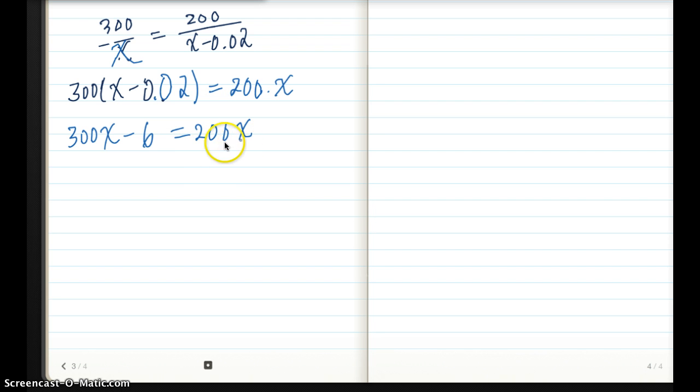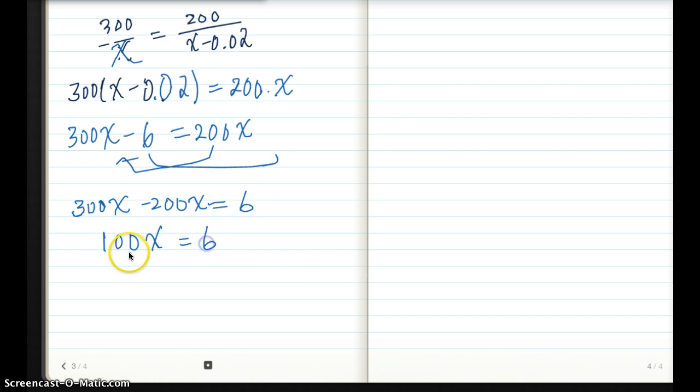Okay. Now I have a simple linear equation. I'm going to move the 200x over here by subtracting. And I'm going to move that 6 over here by adding. So I have 100x is equal to 6. And now I'm going to divide both sides by 100. And x is equal to 6%.